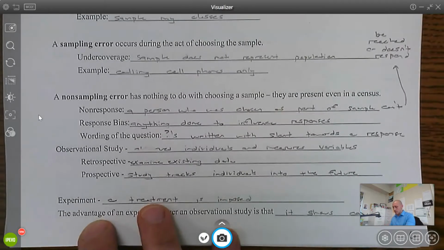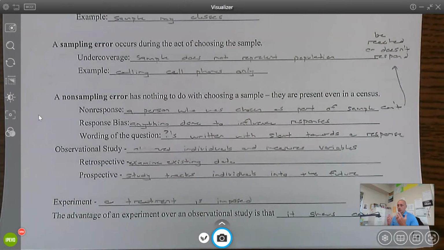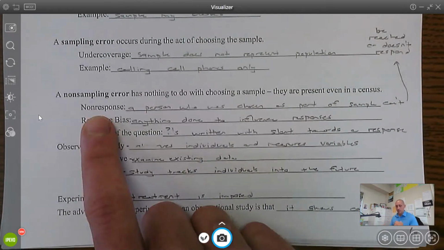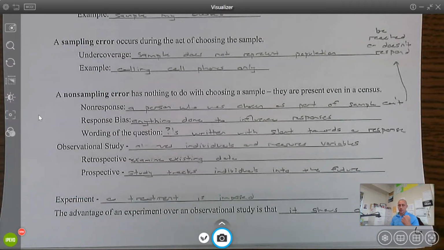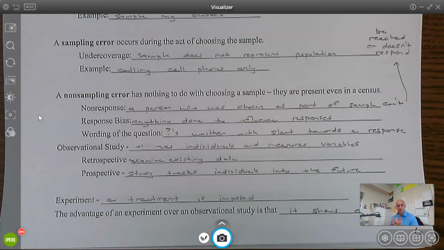Non-sampling error is when you choose the sample, but then afterwards there's issues. So non-response bias. This is different than voluntary response bias because you've chosen the sample and now people are choosing to not be, you've chosen the sample, but people either don't respond or you can't reach them. Response bias, anything done to influence the responses.